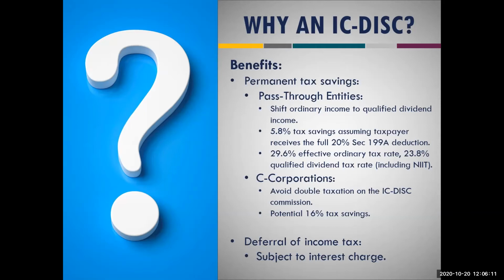For the C corporation, you get the tax savings because you're avoiding double taxation on the IC-DISC commission. And this could potentially allow for up to a 16% tax savings. And I'll show some illustrations of these structures and put some numbers to show how we get the tax savings.